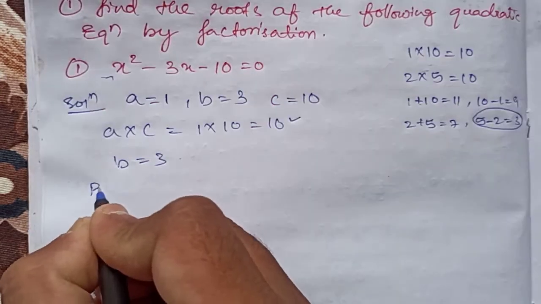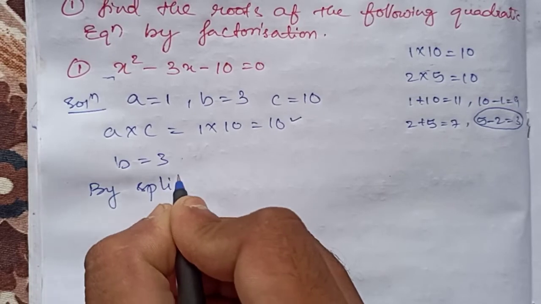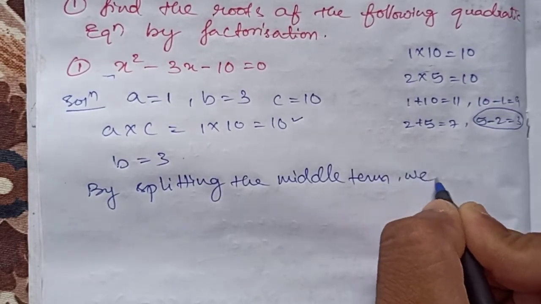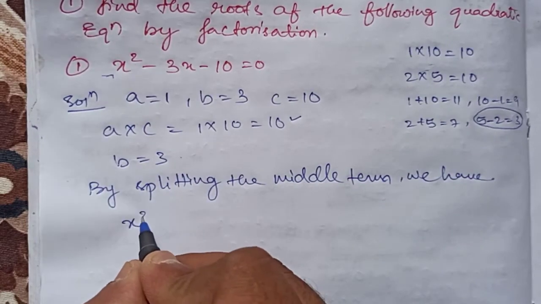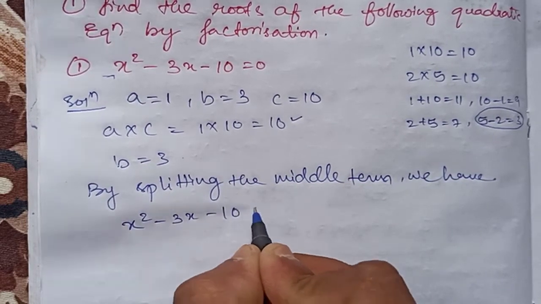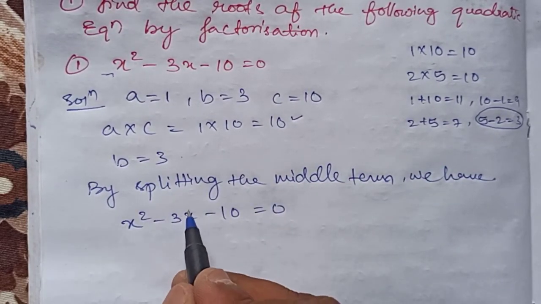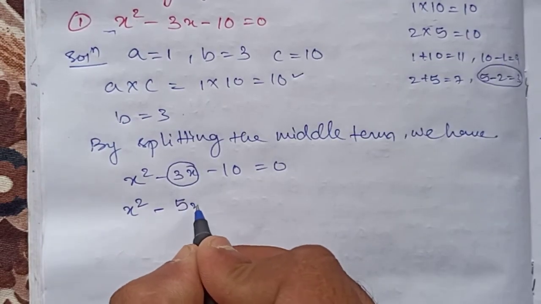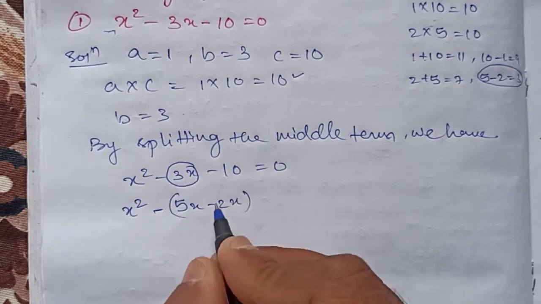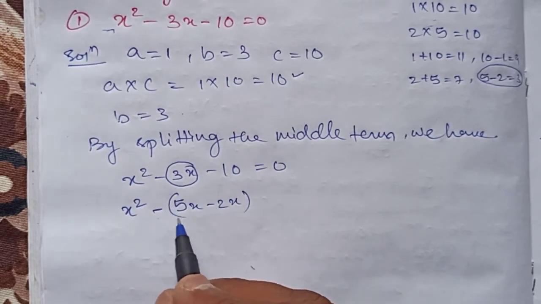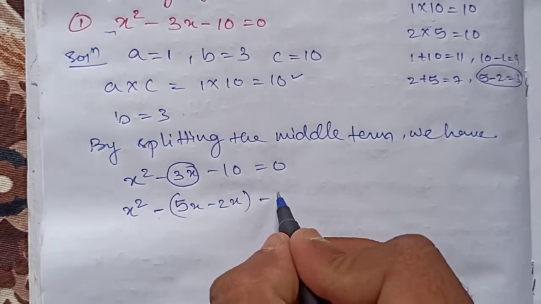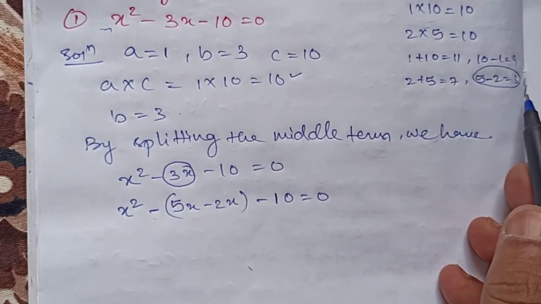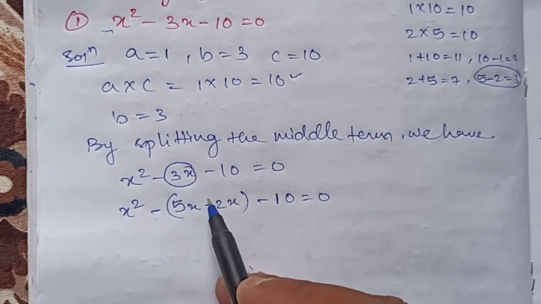Okay, by splitting the middle term, we have x square minus 3x minus 10 equals 0. In place of minus 3x, what will we write? Minus 5x plus 2x inside the bracket. Write this inside the bracket because the minus sign will be multiplied. Minus 10 equals 0. Okay, 5 minus 2 is 3, which I am writing in place of 3x.